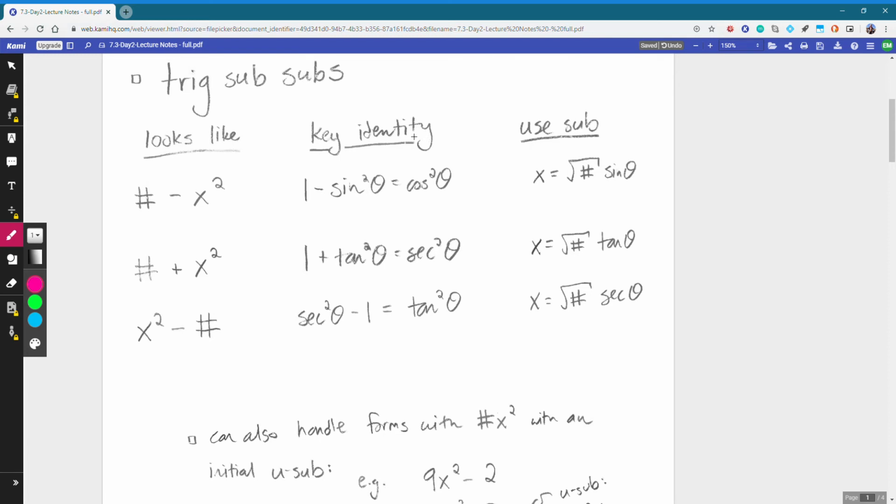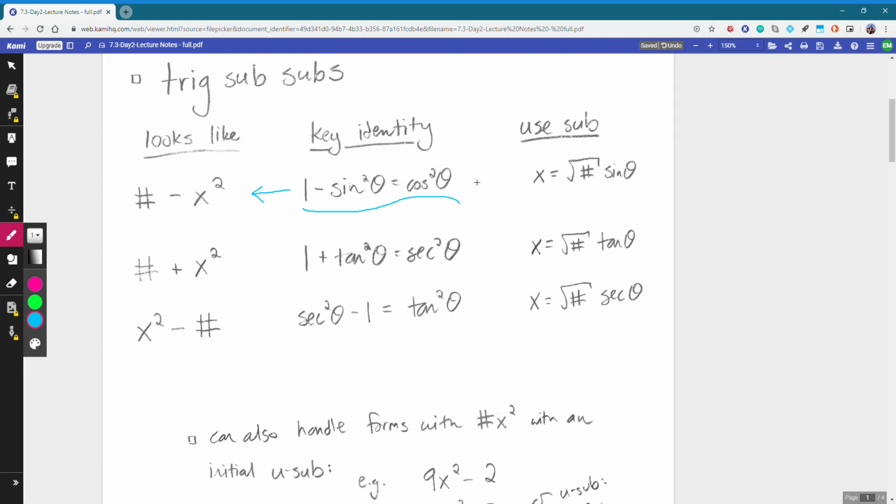Okay, so the identity that we used last time is right here: 1 minus sine squared theta equals cosine squared theta. And because of that identity, we were able to handle this form that looked like some number minus x squared. Last time it was 16 minus x squared.